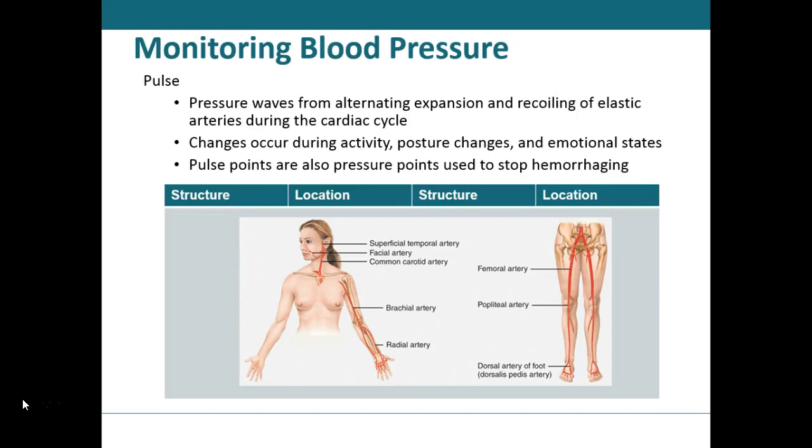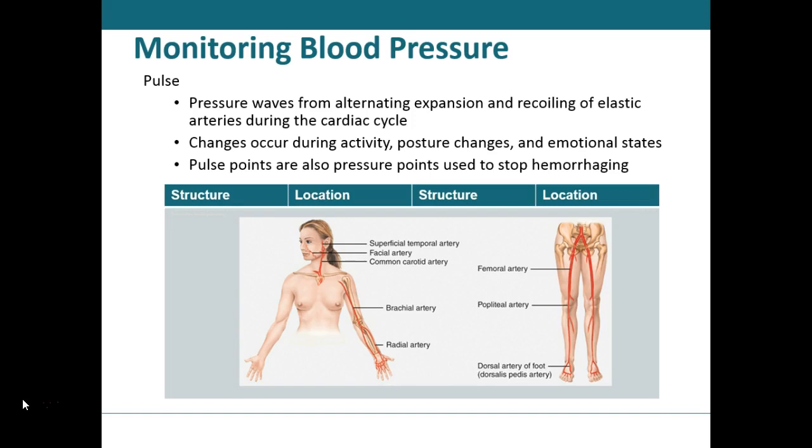All right, so let's look a little bit at pulse. Of course, we've already looked at how you would use a blood pressure cuff, a sphygmomanometer, and a stethoscope to get an indirect measure of blood pressure. Another way that you can assess a little bit of pressure is to feel a pulse. The alternate expansion and recoil of those elastic arteries after each systole is going to create a traveling wave, and we call that wave a pulse. So the pulse is an easy way for us to get a quick heart rate.